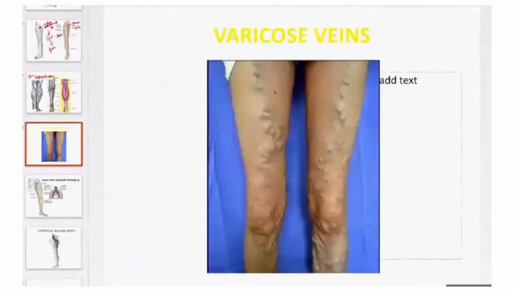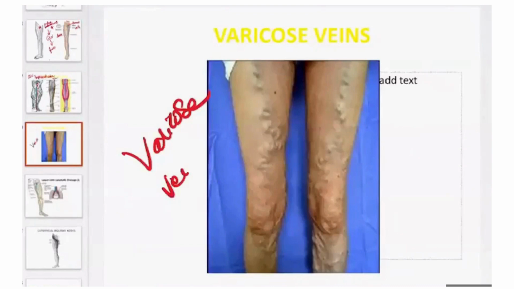What is this one? So you get perforator veins in the lower limb, connecting the superficial veins of the skin and the deep veins of the muscle. You get some veins called perforator veins. Incompetence of these veins leads to loss of elasticity of the vein wall, which leads to a condition called varicose vein. That condition is called varicose vein.